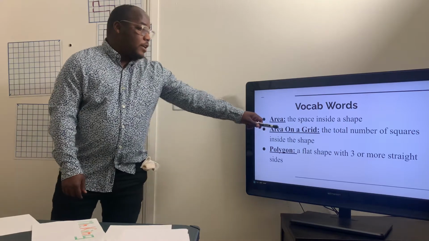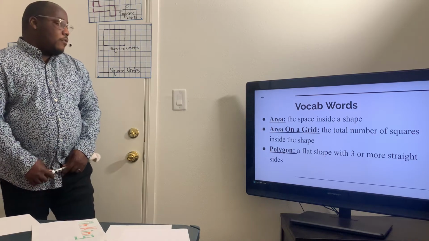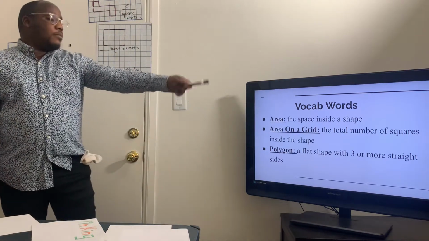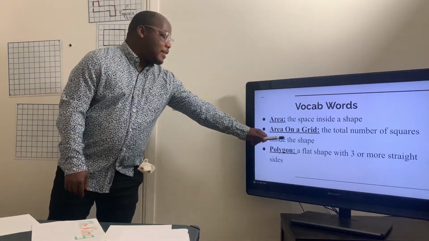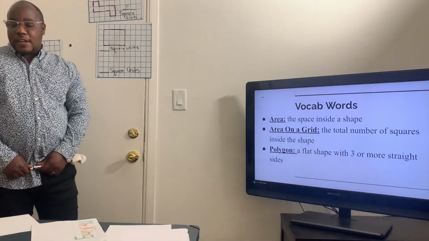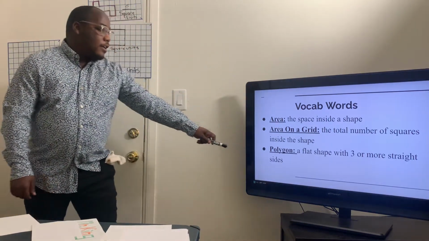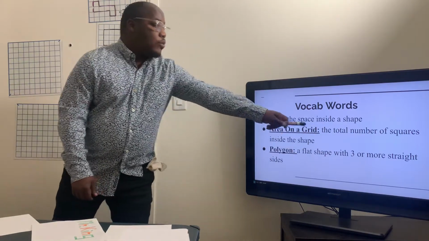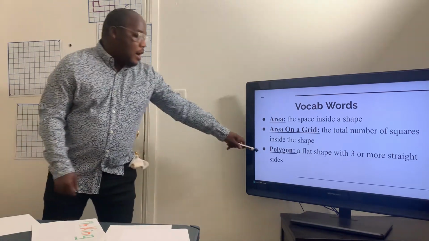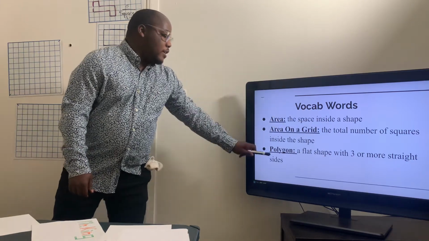Area on a grid, the total number of squares inside the shape. Say it with me. Area on a grid. The total number of squares inside the shape. Good. So we should remember that. Write it down. We have to remember that about today. And next we have polygon. A flat shape with 3 or more straight sides. Let's say it. Polygon. A flat shape with 3 or more straight sides.